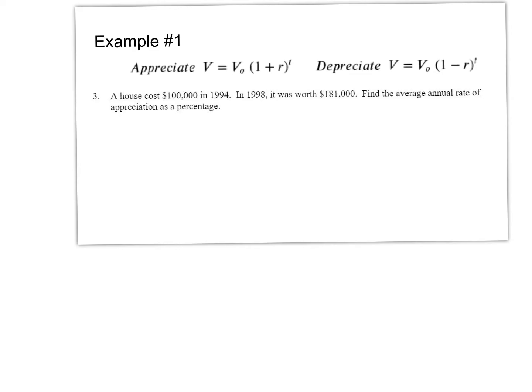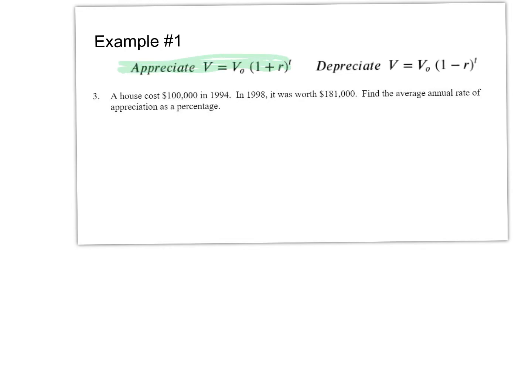All right, so here we go. Let's do this next one. A house costs $100,000 in 1994. In 1998, the value of the house is now $181,000. Find the average rate of appreciation as a percent. So we have a lot of work to do on this one. All right, so start off, reread the question, pick out the data. So a house costs $100,000 in 1994. And in 1998, it was worth $181,000. So we're going to see an appreciation. The value of the house went up.